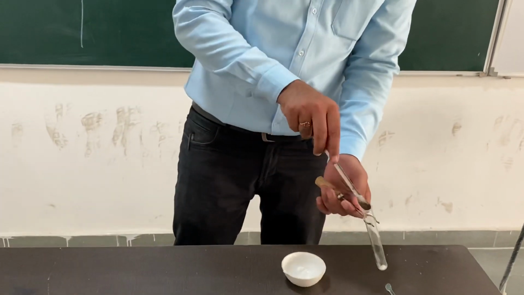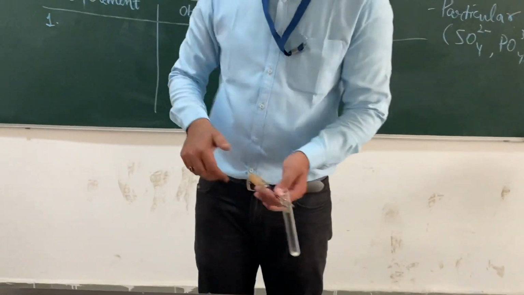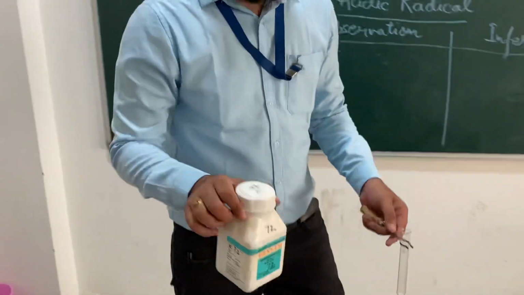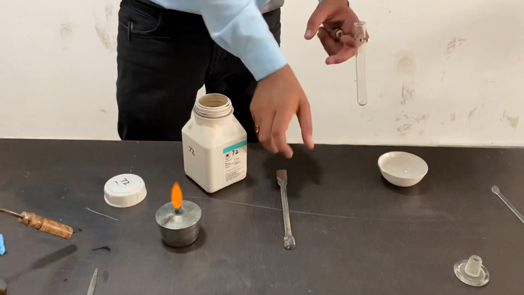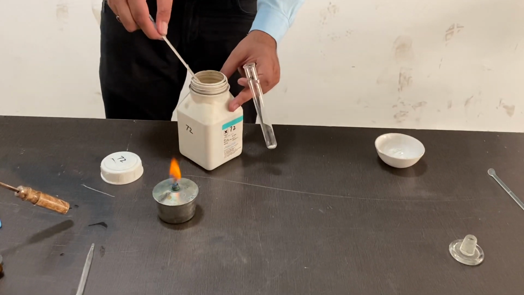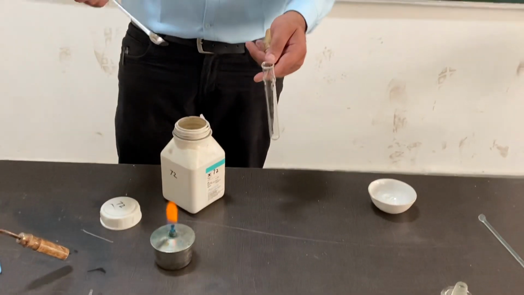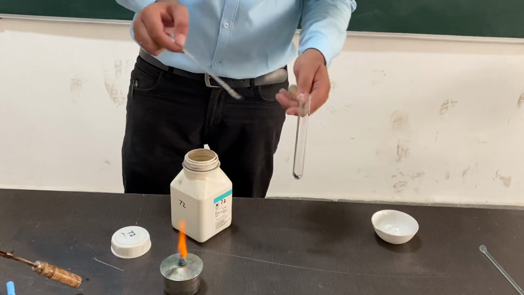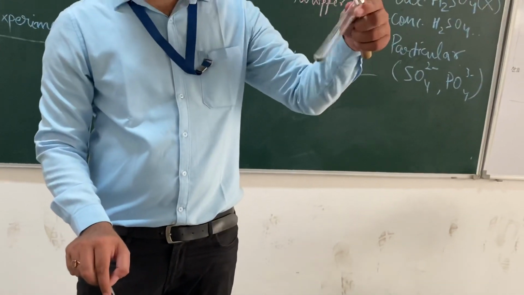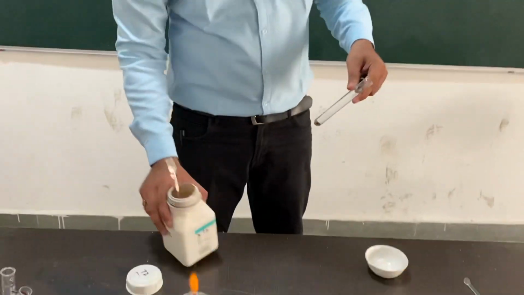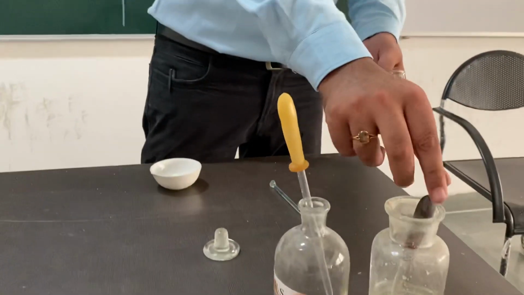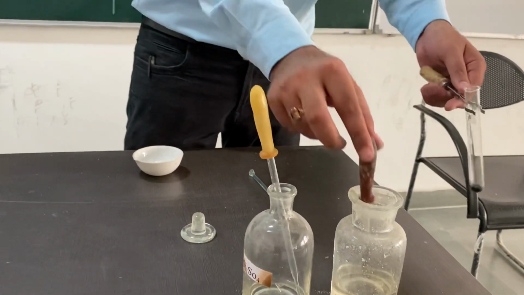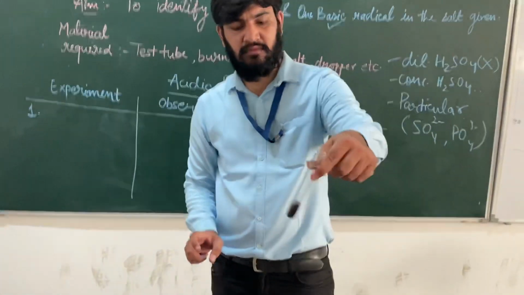You have taken the salt. Now the second step is you have to add manganese dioxide. Take a part of manganese dioxide. Just take a small part of manganese dioxide. Add it to the test tube in which you have the salt. You can just mix it like this. And then what you have to do? You have to add concentrated H2SO4. Okay? So concentrated H2SO4 is added now.